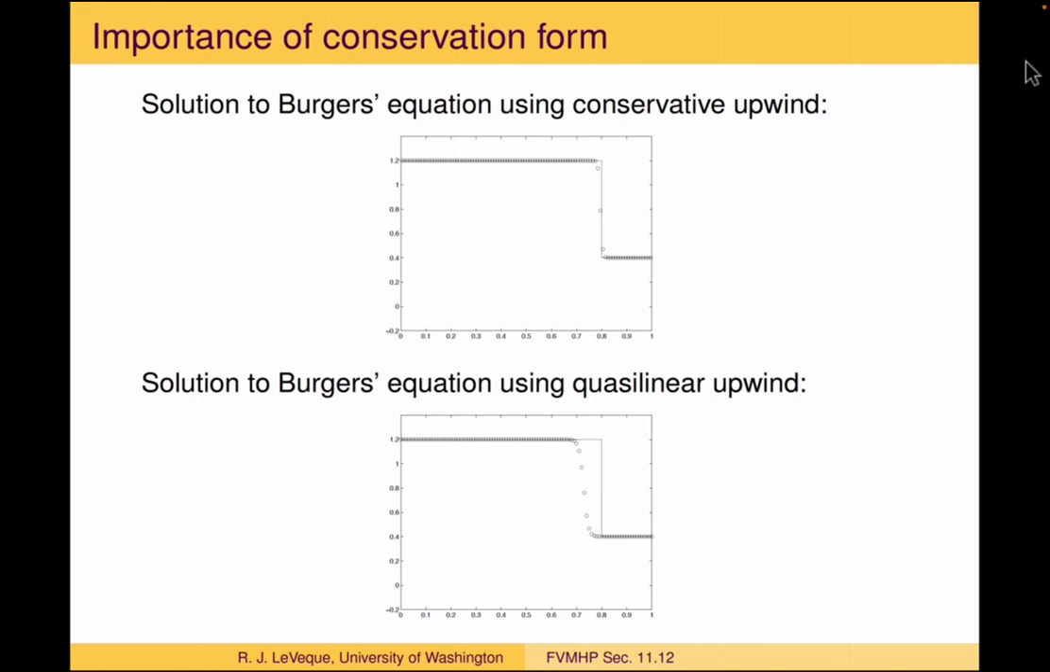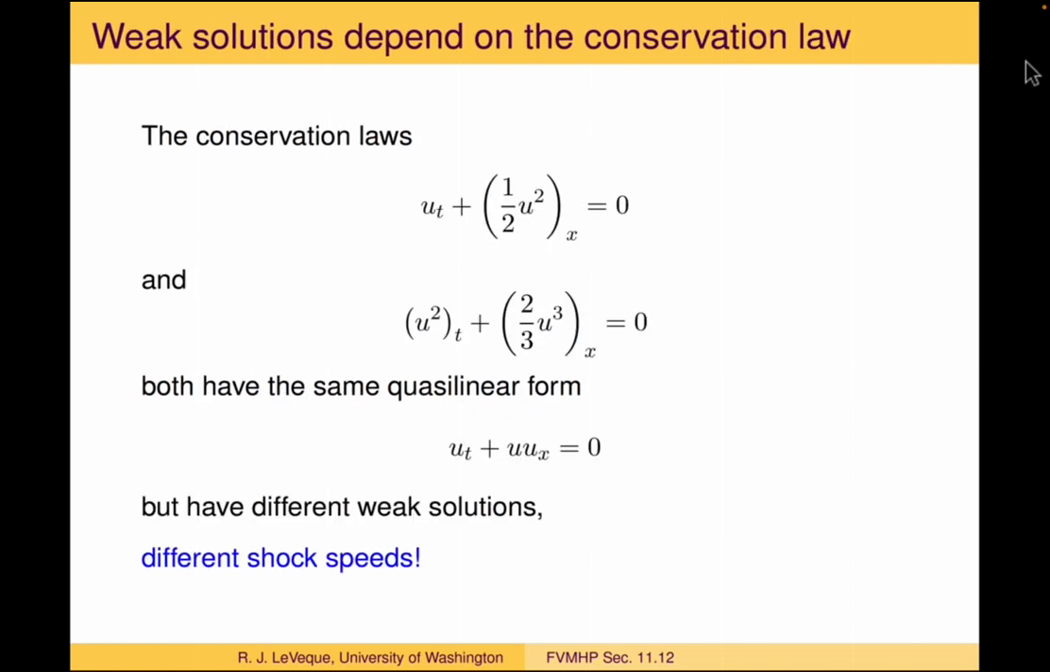Well, yes, it is, because if we think about it, if you take two different conservation laws that have the same quasi-linear form but different jump conditions, then they would have different weak solutions. They would have shocks that propagate at different speeds, even though they might have the same quasi-linear form and exactly the same sets of smooth solutions.